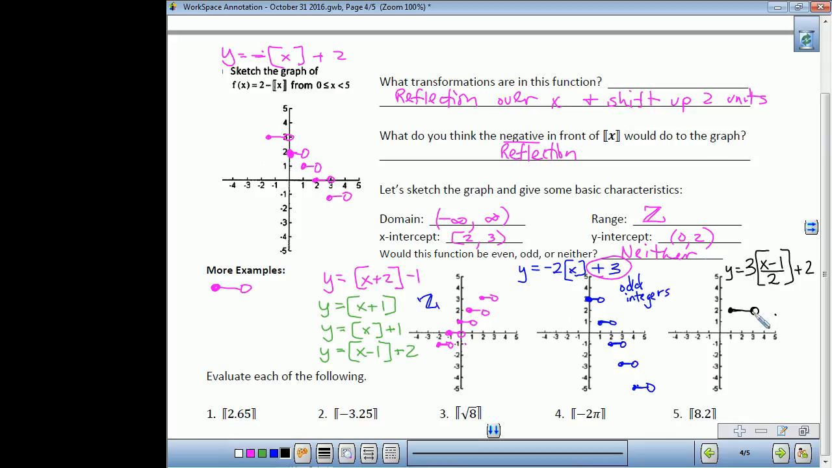Now, from this open circle, I'm going to jump up 3 and go over 2 units. From this closed one, I can go back down 3 and go back 2 units. Question. Why are you going down and back? Because I'm trying to fill up my graph so you can get a good picture of what this function looks like.